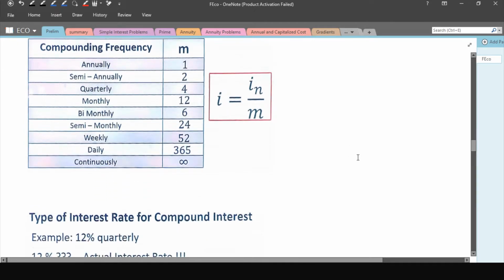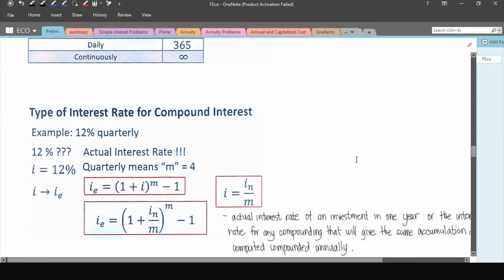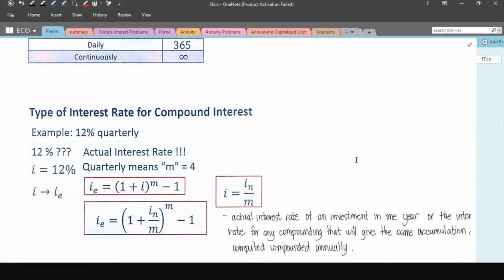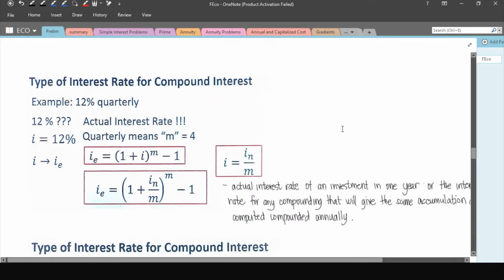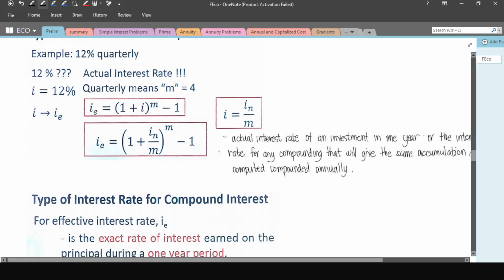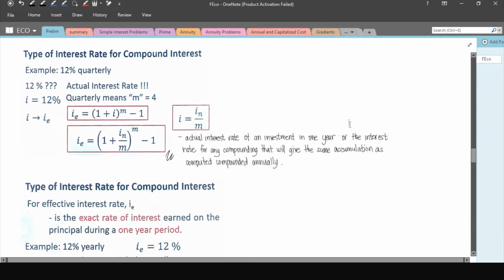Okay? So, eto, paano naman kapag actual? Pag sinabing 12% quarterly, wala yung word na compounded. 12% compounded, that is actual. And you can convert it into effective using this formula. This one.